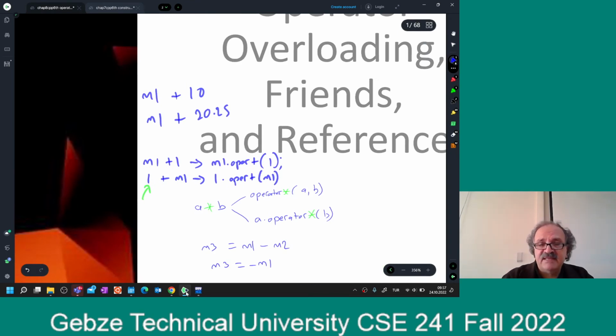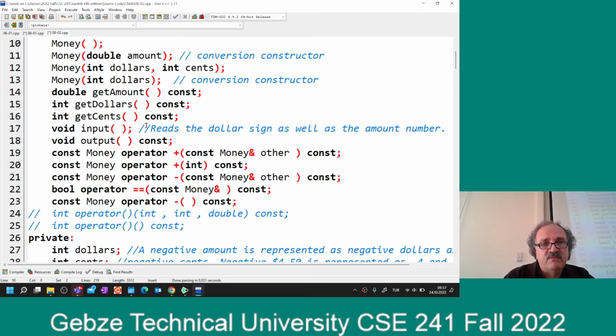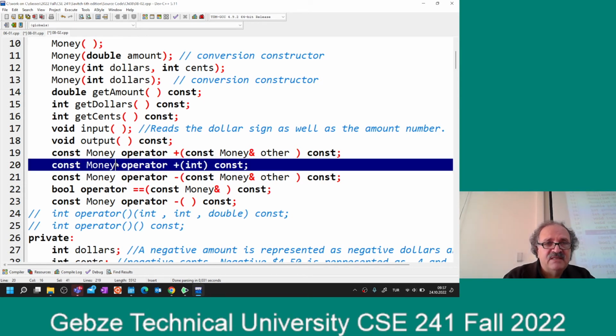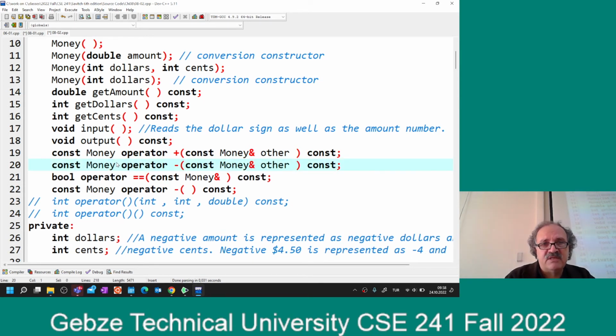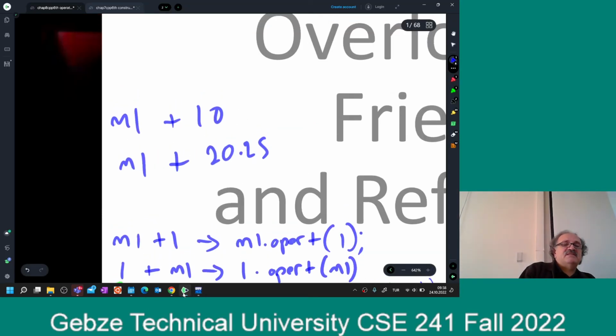The thing is that in order to make this possible, I don't have to overload this one. Just erase it. I am going to erase this one. And this still works. M1 plus 10. Why? This is how it works.